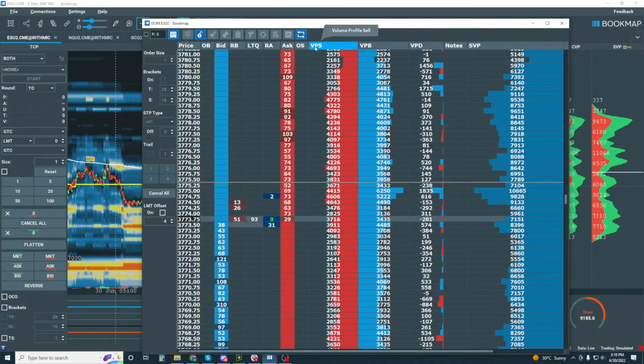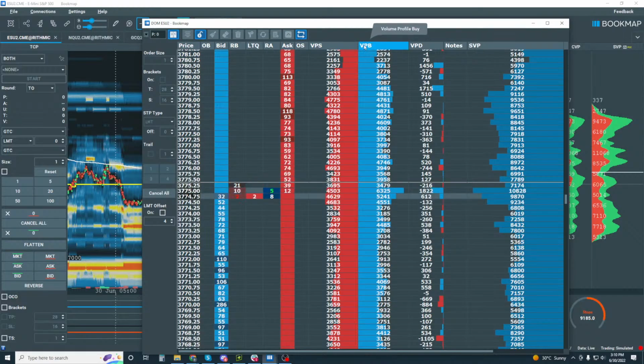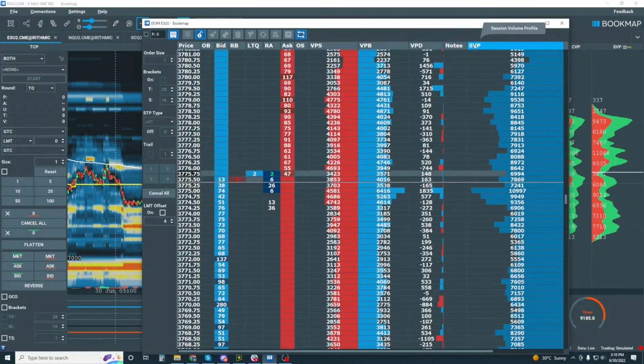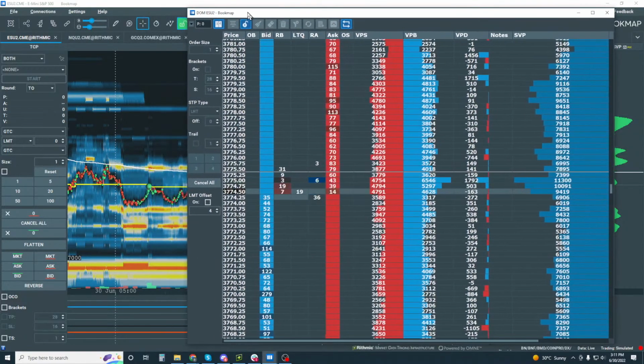We have lots of volume profile columns in here. This is for sell only. This one's for buy only. This is the difference, or the delta between the two, buy minus sell. So this one minus this one. And then we have a notes column, and then we have the overall session volume profile. Okay, that's it. And that's the overview here of the DOM.